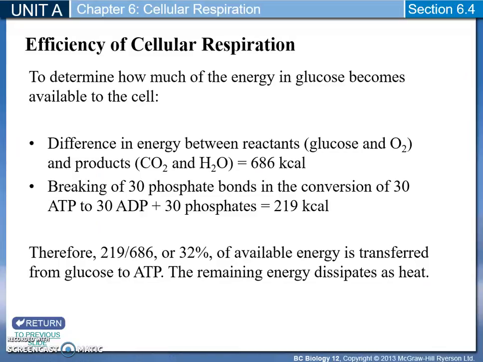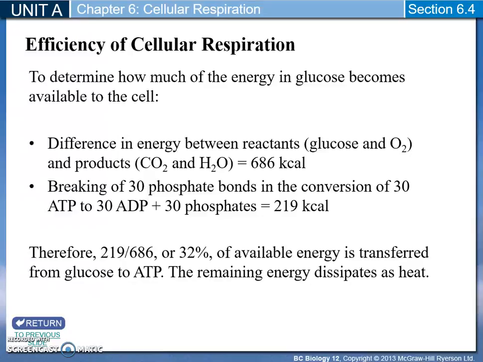So we could also determine the efficiency of cellular respiration. It has been determined that the difference in energy between the reactants, glucose and O2, and the products, CO2 and H2O, is about 686 kilocalories of energy. The breaking of 30 phosphate bonds and the conversion of 30 ATP to 30 ADP plus 30 phosphates will yield 219 kilocalories.